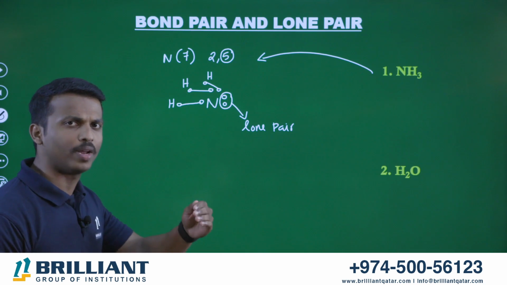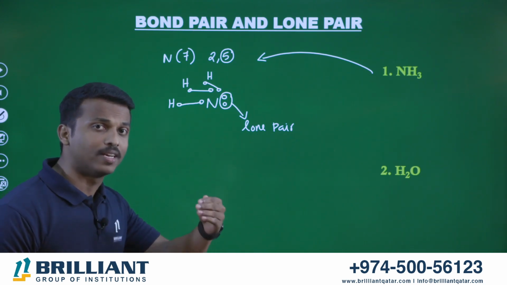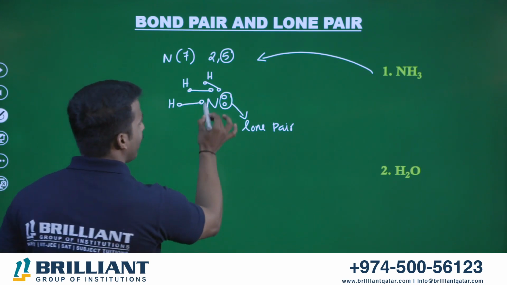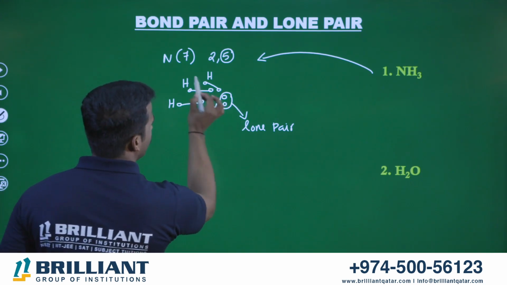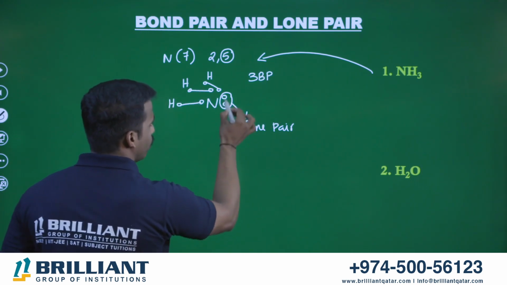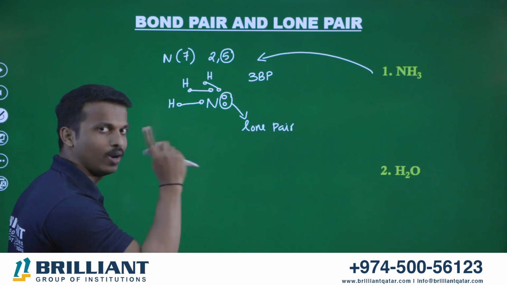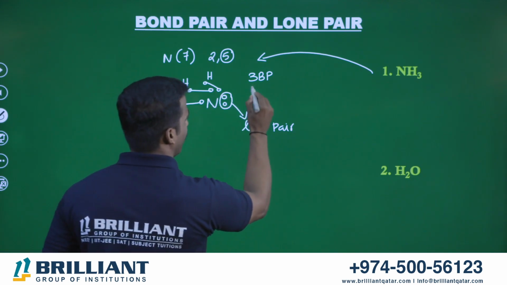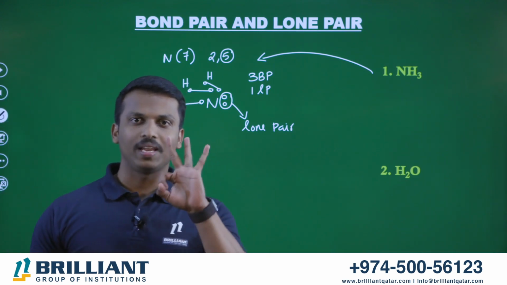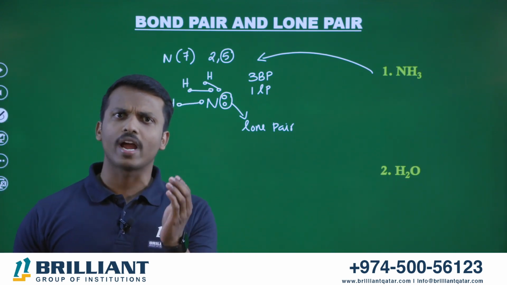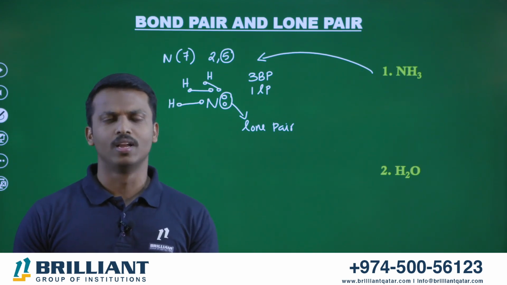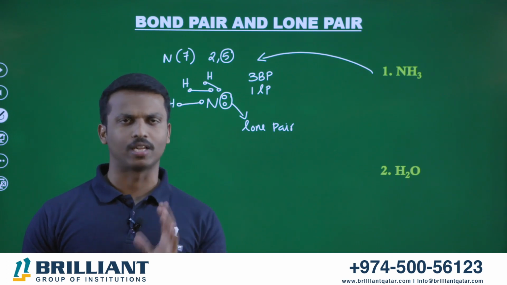So in total, how many bond pairs and lone pairs are there on the nitrogen atom? You can see on nitrogen, 1, 2, 3, there are 3 bond pairs. 2 electrons mean 1 pair, right? This is 1 lone pair. So in the ammonia molecule, there are 3 bond pairs and 1 lone pair. If you want to identify the number of bond pairs, you can take it as how many bonds are there on the central atom. Some exceptions are there, I will tell you later.